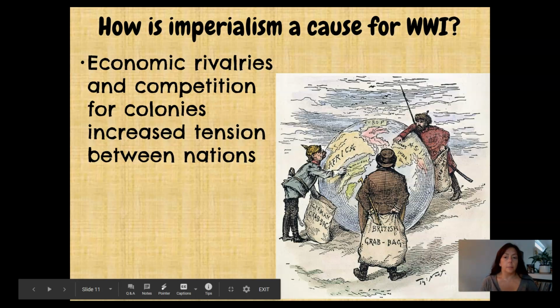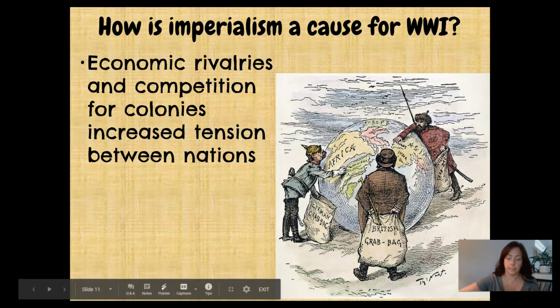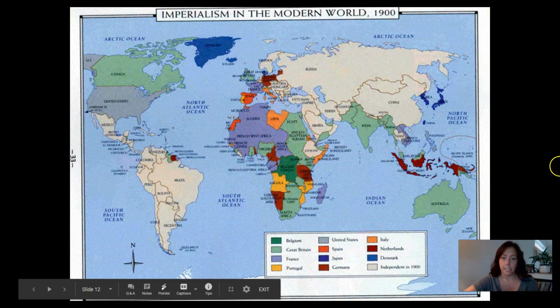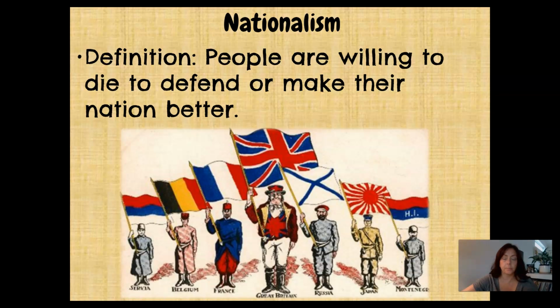You have countries, again, it's that competition and the economic rivalries that are making this increased tension between nations as they're going around the world and taking over and building up their colonies. There's a map of 1900. Of course, we have looked really closely at what happened to Africa during the age of imperialism.